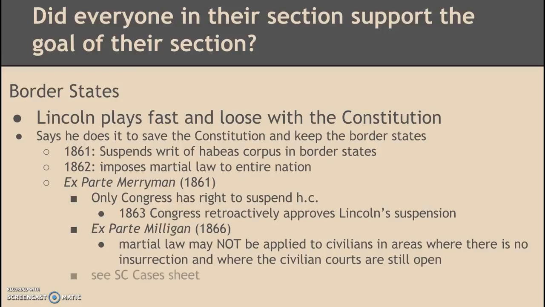So please right now go to your Supreme Court's case sheet and take a careful, close look at these cases. Write down any questions that you may have.